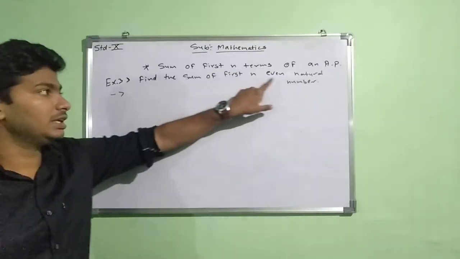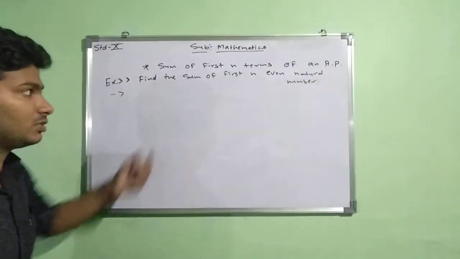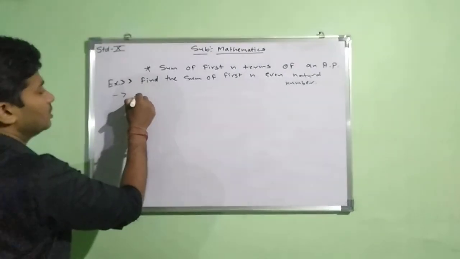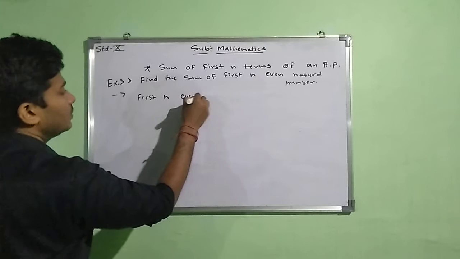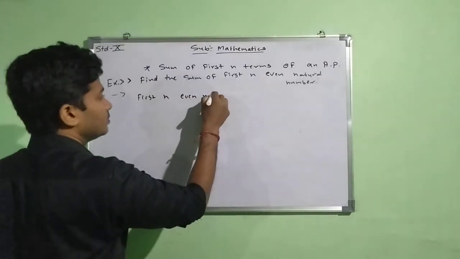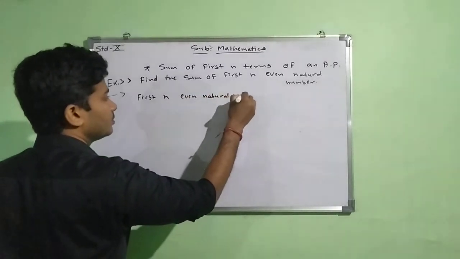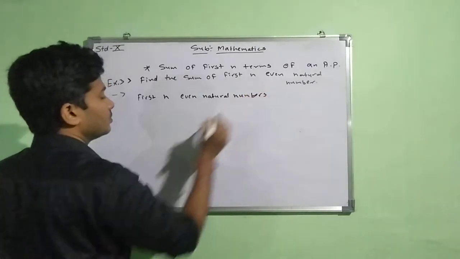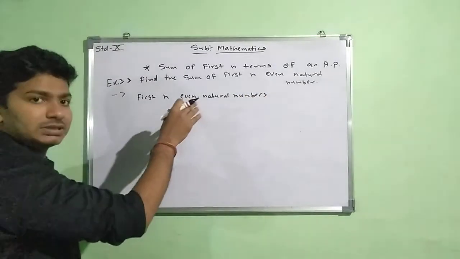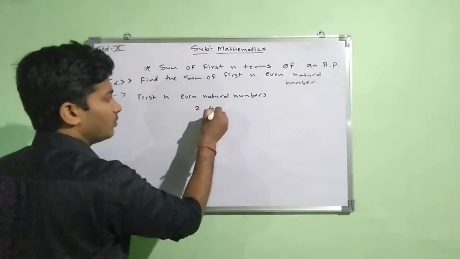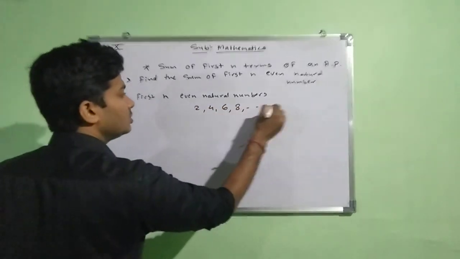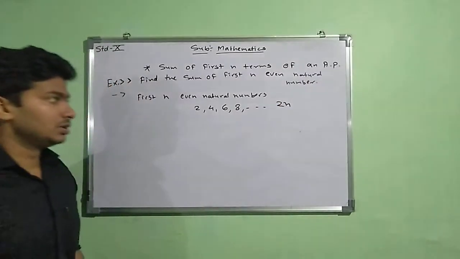Find the sum of first n even natural numbers. First of all, we need to write the arithmetic progression. Therefore, first n even natural numbers. We know the even numbers are the numbers which are multiples of 2, and they are called even natural numbers. So 2, 4, 6, 8 and so on. The last will be 2n.